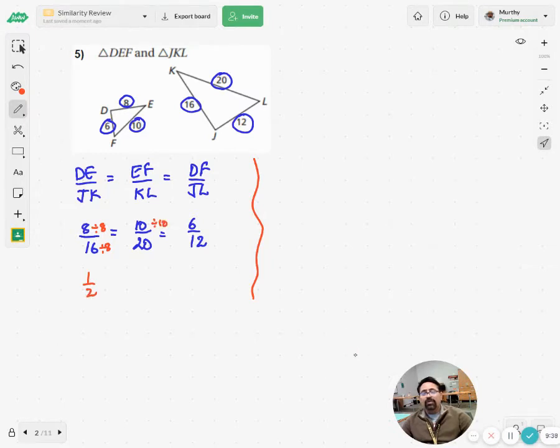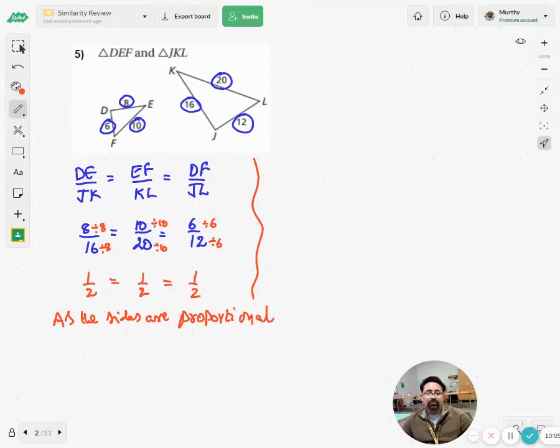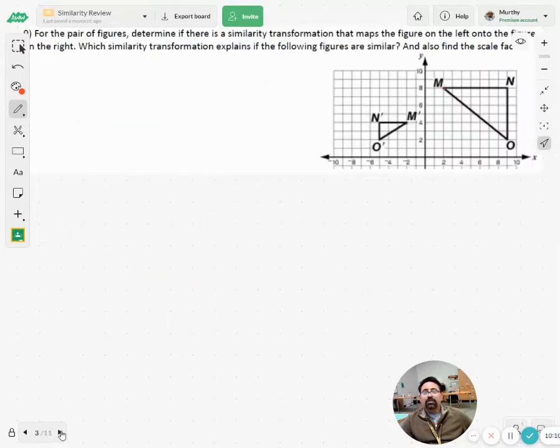You can divide by 10 or else type it on the TI-84 calculator, and you get here 1 over 2. So as the sides are proportional, these two triangles are similar. Okay, so let's go to the next question.